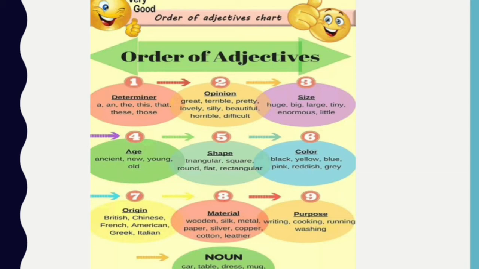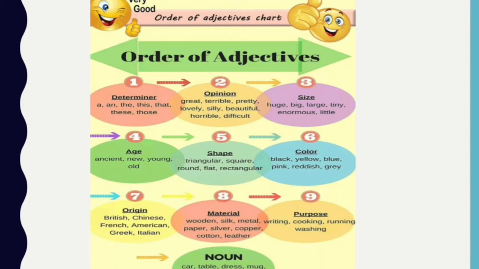Now, see, let us take one example. Suppose you have one dress which is of cotton, which is red, which is very big in size, and it is a very nice dress. So, how are you going to make a sentence out of it? You need to arrange all the adjectives in a proper sequence, right?